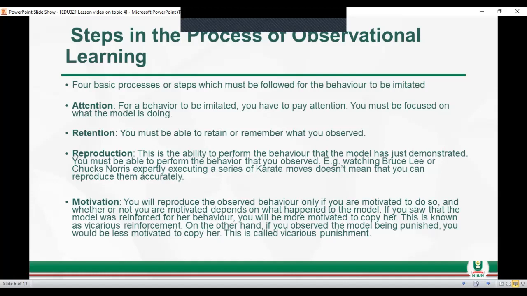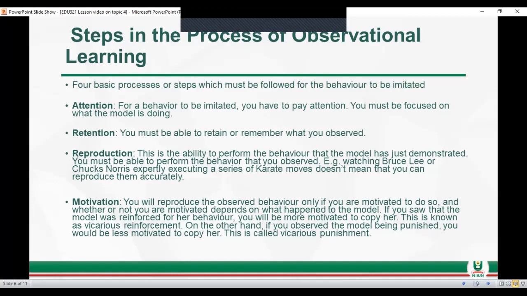Then the next one, you must be able to retain or remember what you observe. If you observe someone, and you're not able to retain or remember the behaviors being observed, then there's no way you can reproduce or imitate that action. So retention is an important factor.